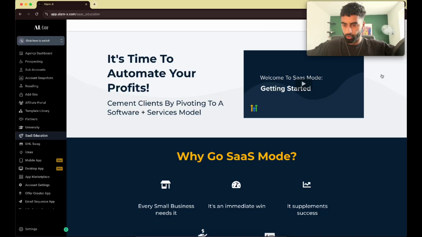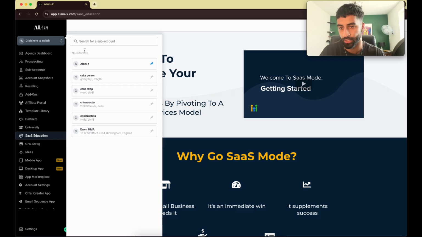All right, so once you are logged in, you'll be in the agency view, right? The first tab you'll see will be this view. Or if not, just click here to switch, and it will say go back to agency view if you're in a sub account.